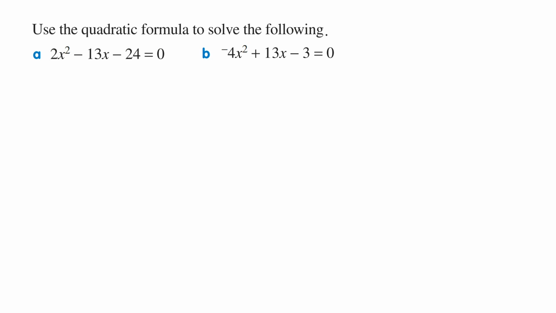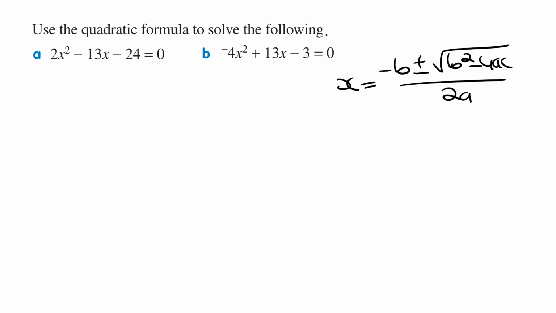Whenever you need to use the quadratic formula, it's always best to start by writing down the formula. We know that the formula is x is equal to minus b plus or minus the square root of b squared minus 4ac, divided by 2a. The value of a is the coefficient of the x squared term, the value of b is the coefficient of the x term, and the value of c is the constant. For part A, a is 2, b is minus 13, and c is minus 24.